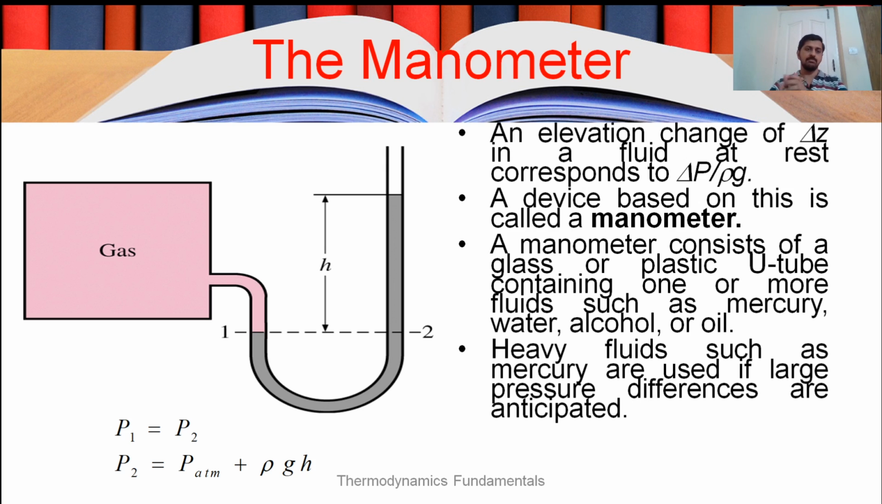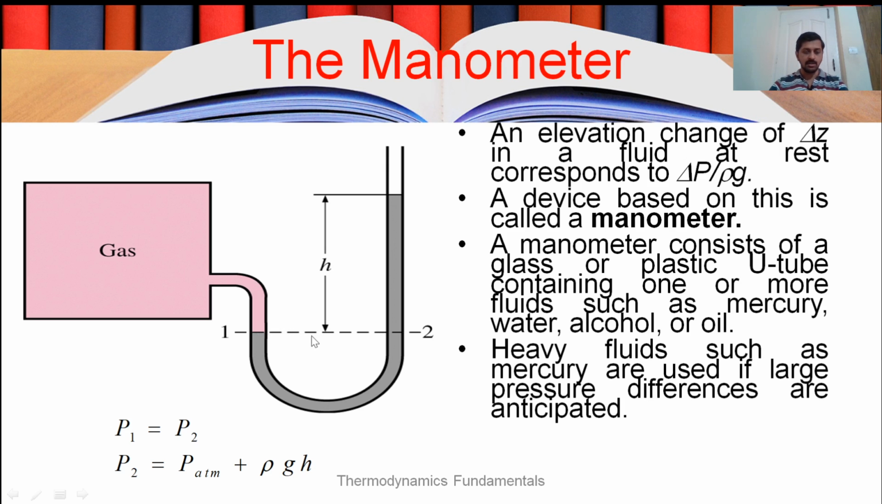Now, how to measure pressure? This is the simplest device to measure pressure, known as a manometer. It is simply a glass tube or plastic tube of U shape. Here, if you want to measure the pressure of gas inside this tank, you know that in a gas, the variation of pressure with depth or height is negligible. So you can consider the gas pressure throughout this container to be the same. Now, the working principle of a manometer is like this.